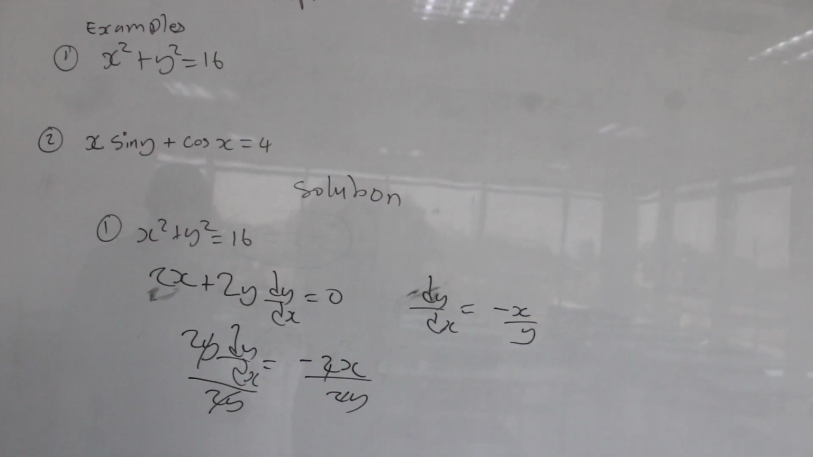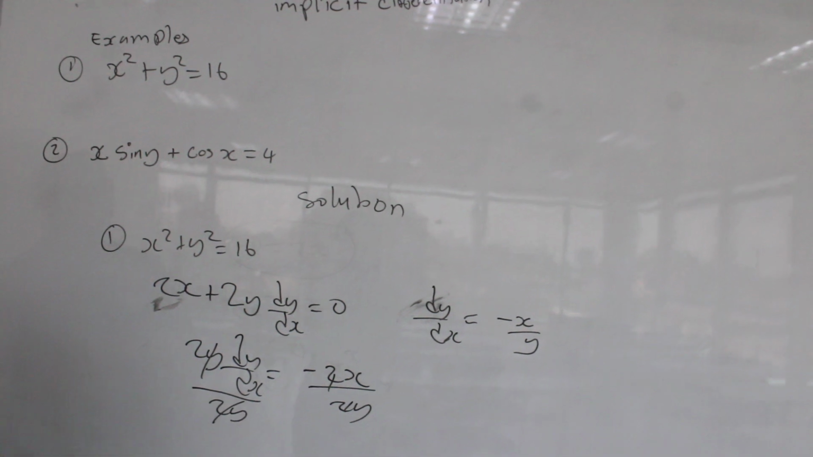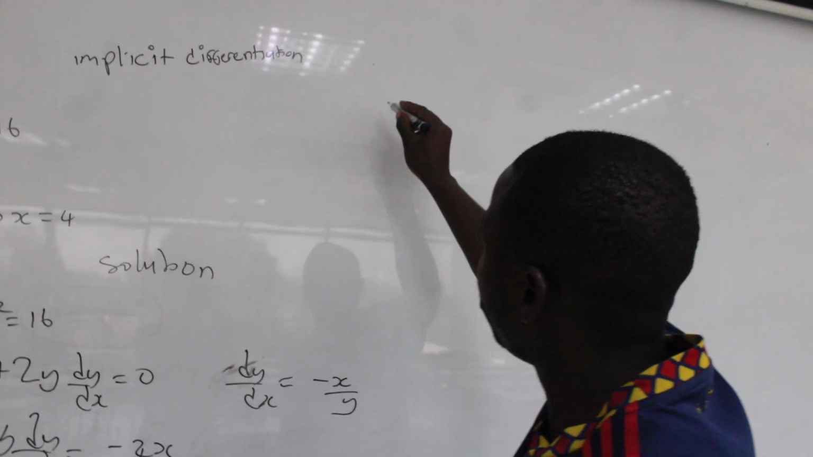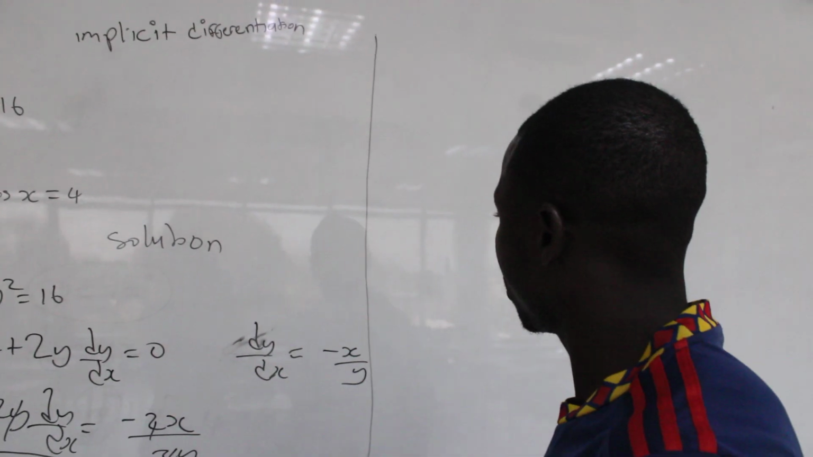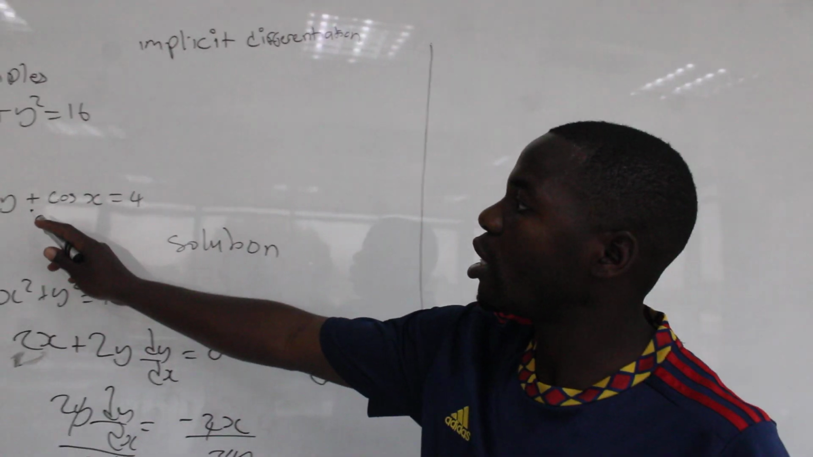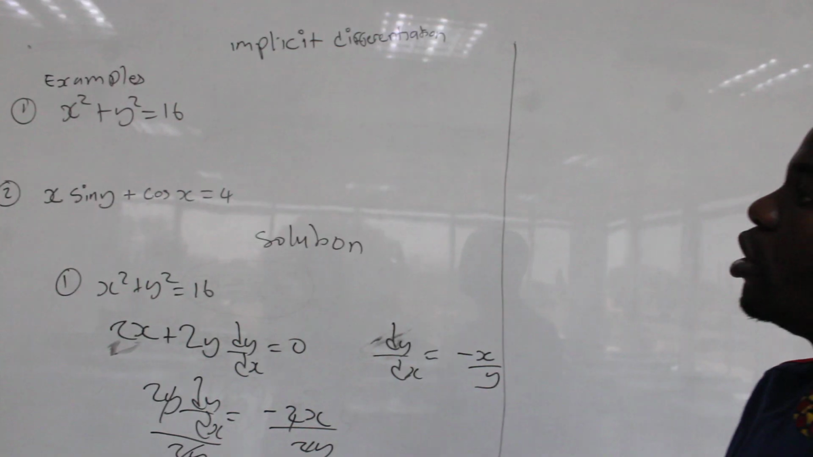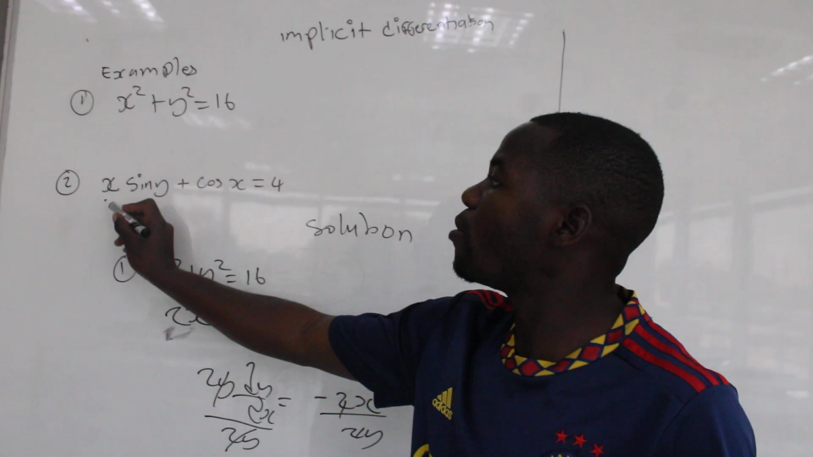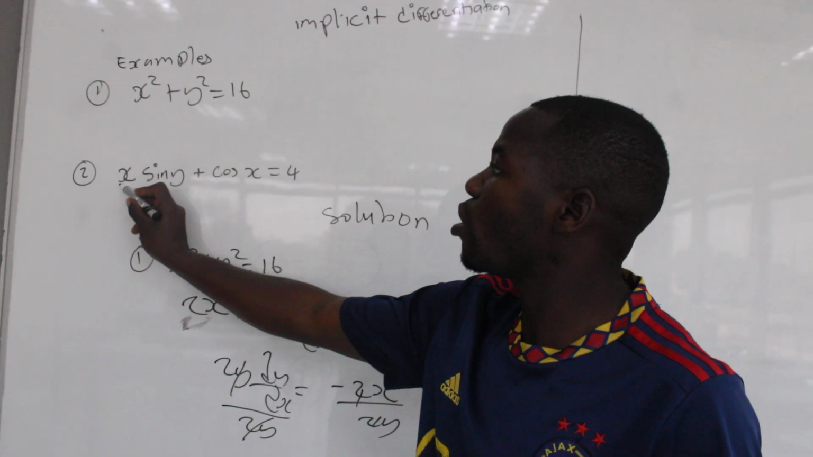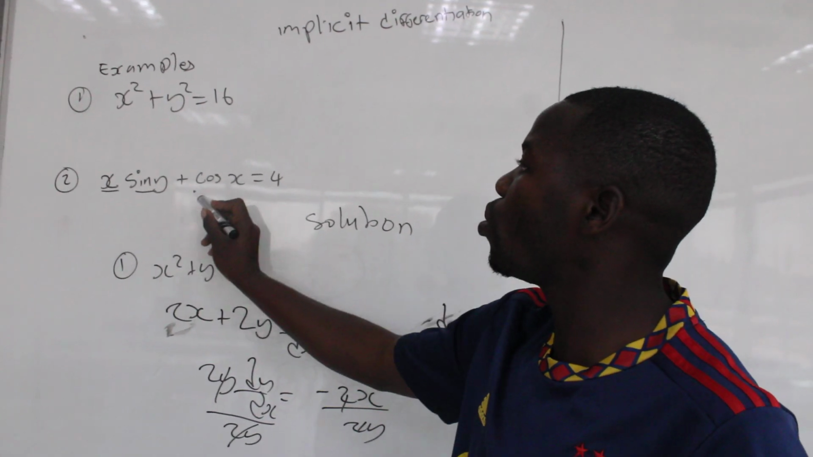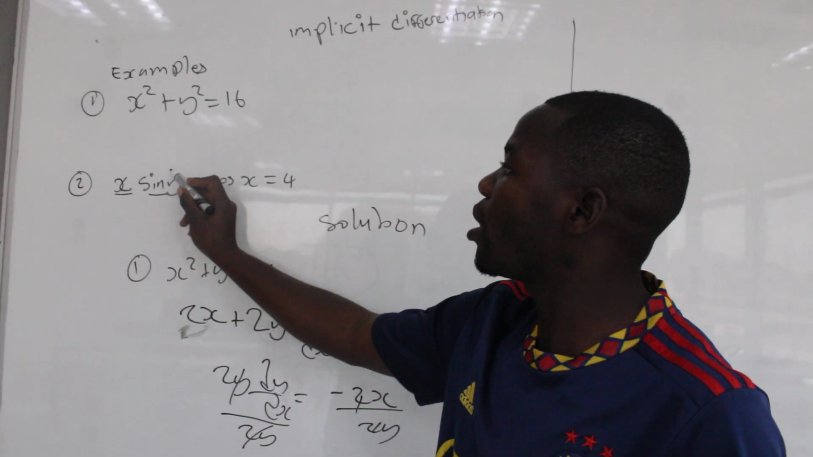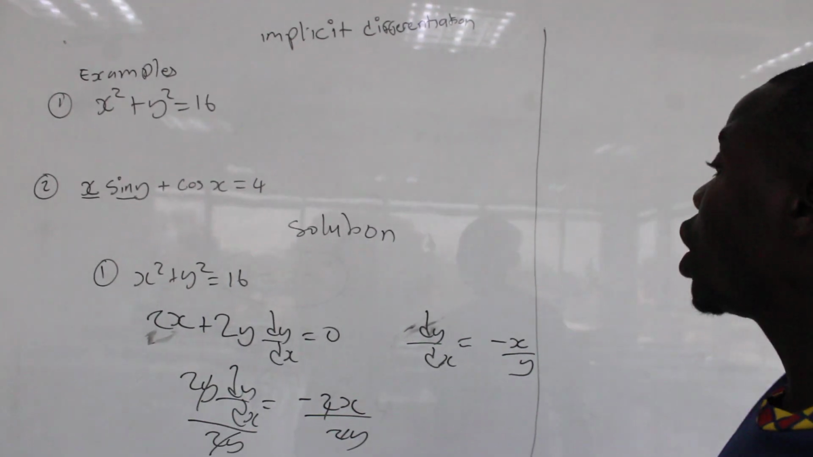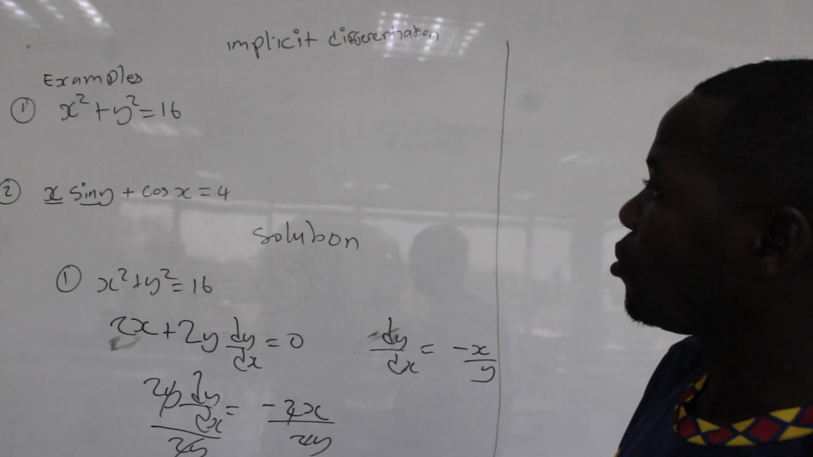Let's look at the second example. So how do you differentiate this one? Here you have a product: you have one function, and you have another function. So I'm going to use the product rule.